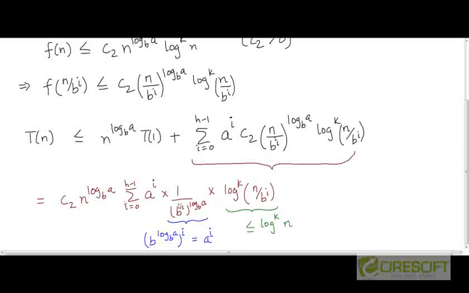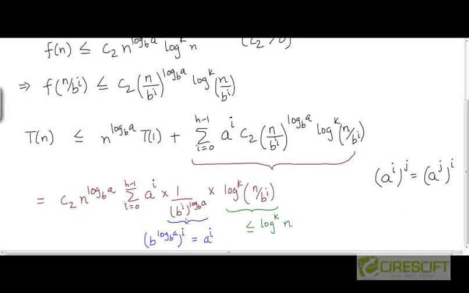Now let's look at this term, b to the power I, the whole thing raised to the power log base b of a. We have seen in earlier videos, when we discussed the proofs of different cases of Master Theorem, that we had this common step of exchanging powers, by swapping the order of powers. So if you have a to the power I raised to the power j, you can reorder the powers as a to the power j and then the whole thing raised to the power I.